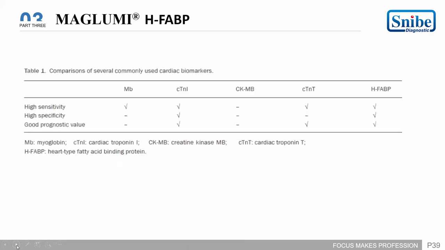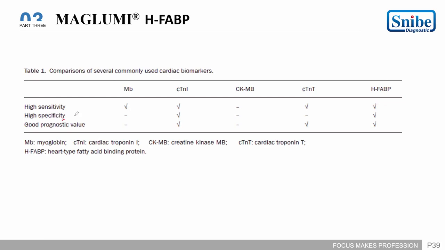If we go further for HFABP, there's a comparison of several commonly used cardiac markers, like high sensitivity myoglobin, conventional troponin I, CK-MB, troponin T, and HFABP. If we talk about these assays, especially heart-type fatty acid binding protein, high sensitivity myoglobin, conventional troponin I along with troponin T and FABP exist.